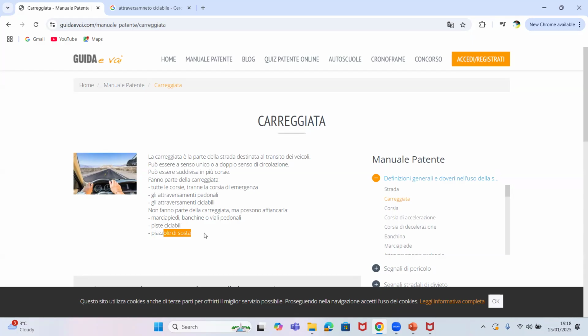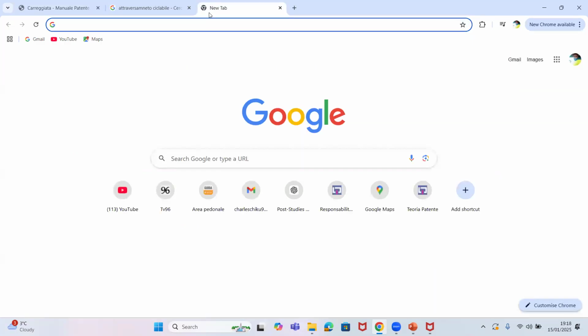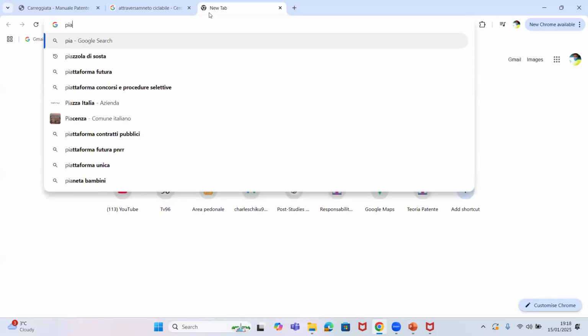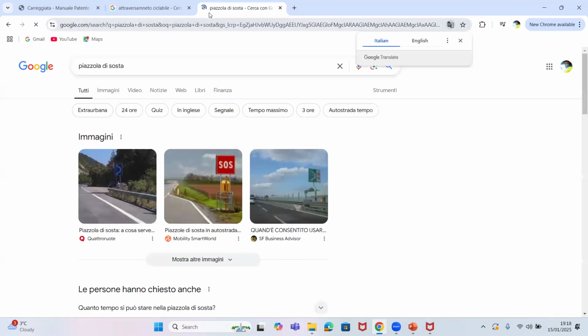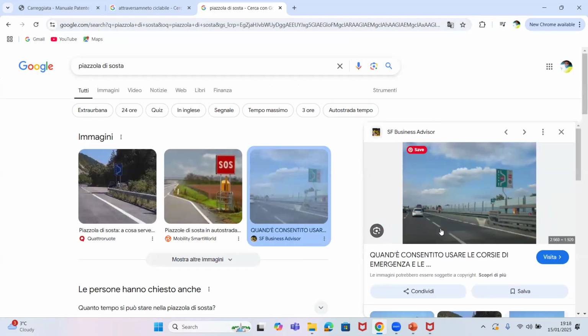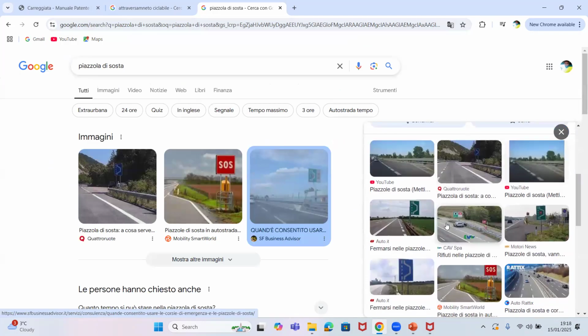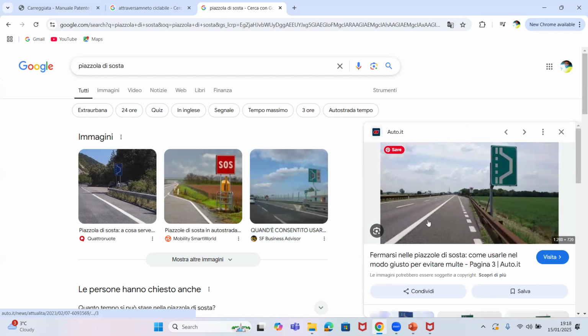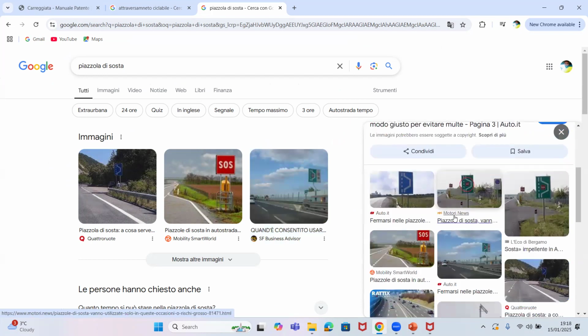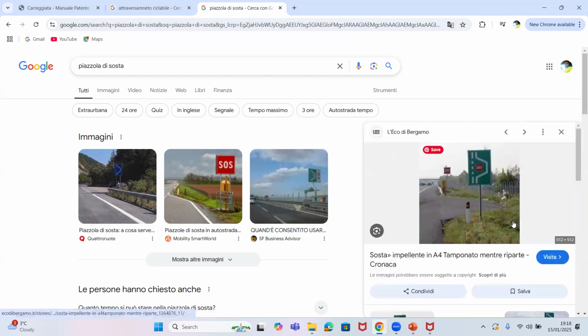Piazzola di Sosta. Now, please write this one down. I just showed you guys Corsia di emergenza, abi. Now I'll show you what Piazzola di Sosta is. Almost the same thing. Now watch. This is a very good example of Piazzola di Sosta. Let me see if I can find a better picture, maybe one that is more clear. Something like this. But this one, I don't like this one too much. This one is better. Now, this is a good example of Piazzola di Sosta. Guys, watch.